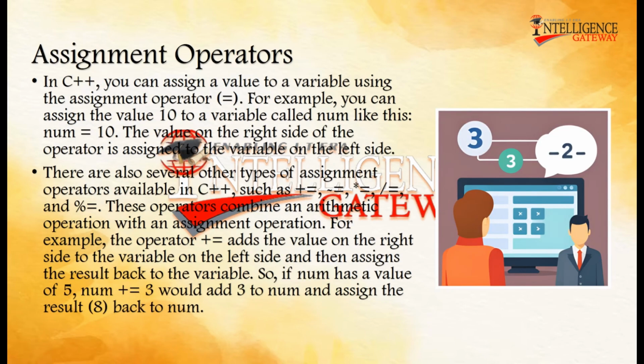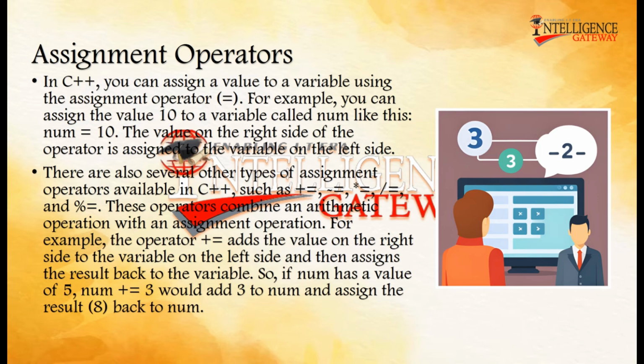Assignment operators. In C++, you can assign a value to a variable using the assignment operator, equals. For example, you can assign the value 10 to a variable called num like this: num equals 10. The value on the right side of the operator is assigned to the variable on the left side. There are also several other types of assignment operators available in C++, such as plus equals and minus equals. These operators combine an arithmetic operation with an assignment operation.